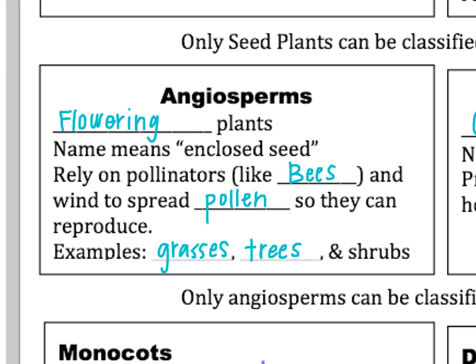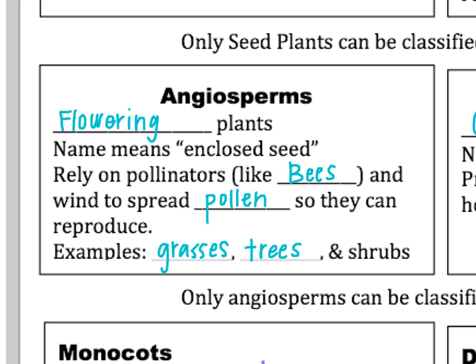So these types of plants rely on pollinators like bees or birds and sometimes wind to spread pollen so that they can reproduce. So they have to get something to move pollen from one plant to another to be able to fertilize the seed so that it can reproduce.